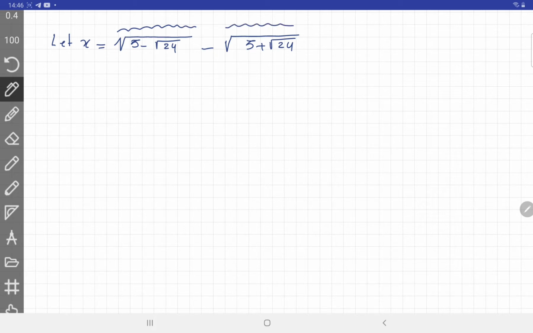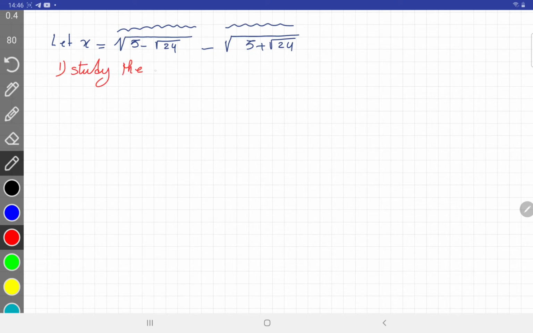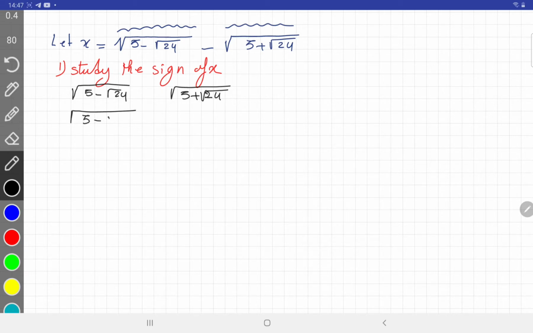I have to make a comparison between two components. Part 1, study the sign of x. To make a comparison between those two numbers, we should make squaring. If we make a squaring, radical 5 minus radical 24, radical 5 plus radical 24, squaring.